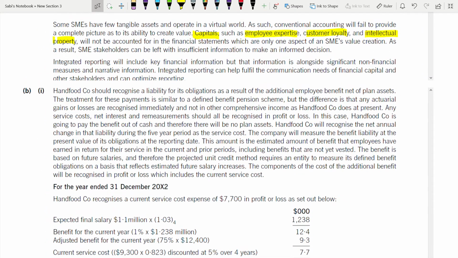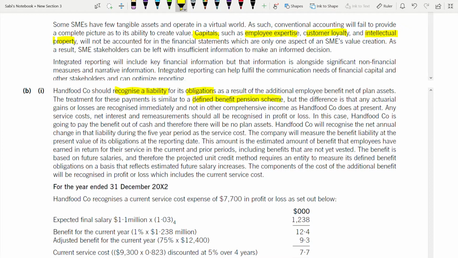Before that, let us read this paragraph. Handfoot should recognize a liability for the obligation as a result of the additional employee benefit. Yes. Because you are giving additional employee benefit, the company has to recognize a liability for its obligation. It's an obligation, it's a liability. You are giving additional employee benefit net of plan assets. So the treatment of this payment is similar to the defined benefit pension scheme, but the difference is, what is it? Defined benefit pension scheme.